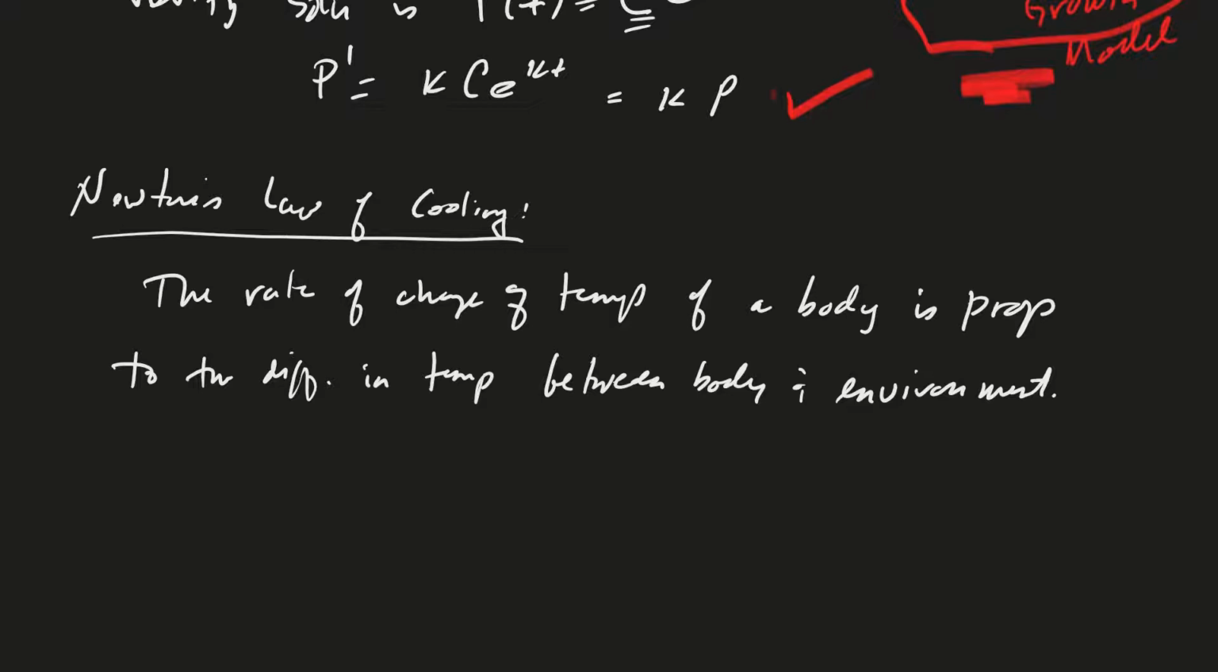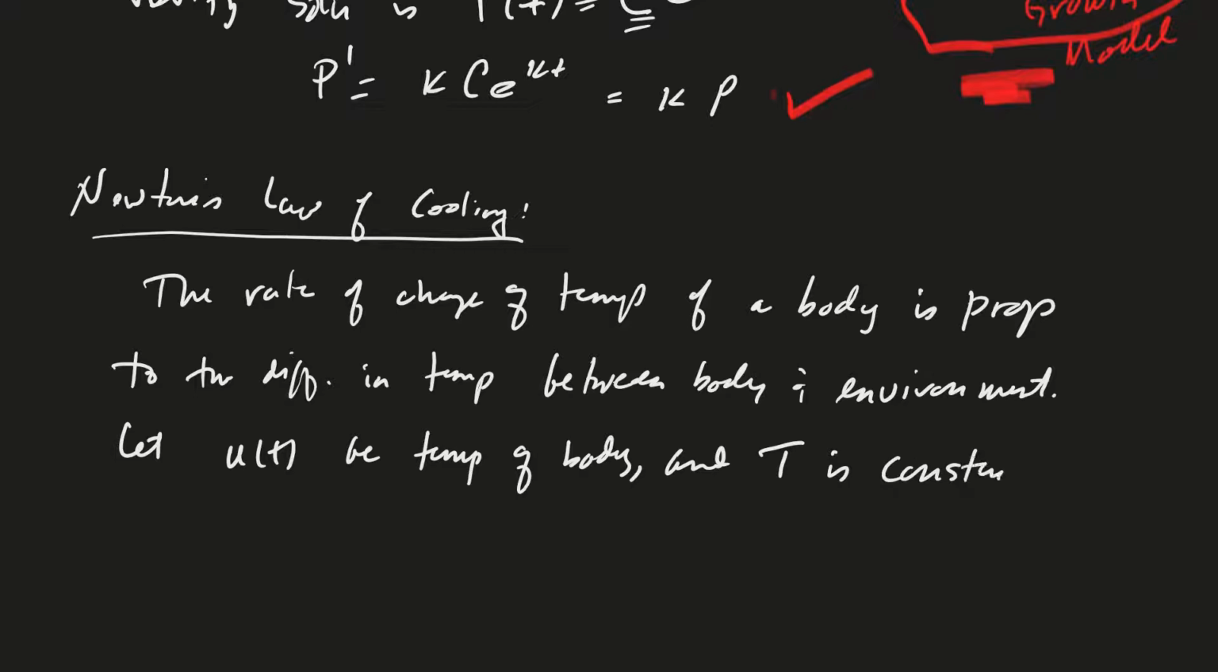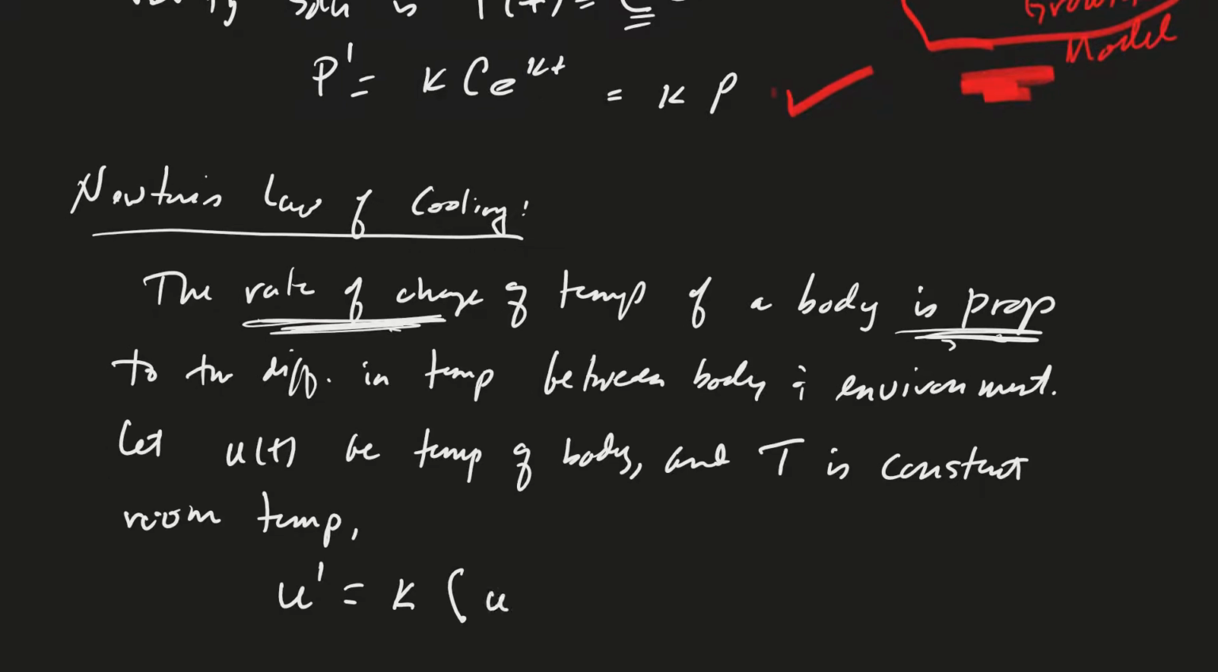Let's see if we can translate this into a mathematical statement. If we let U of t be the temperature of the body, and capital T is the constant room temperature, or environmental temperature, then what is this saying? This part is U prime, and so is proportional to means that U prime is equal to K, that's my proportionality constant, times the difference between the temperature of the body and the temperature of the room. Good.